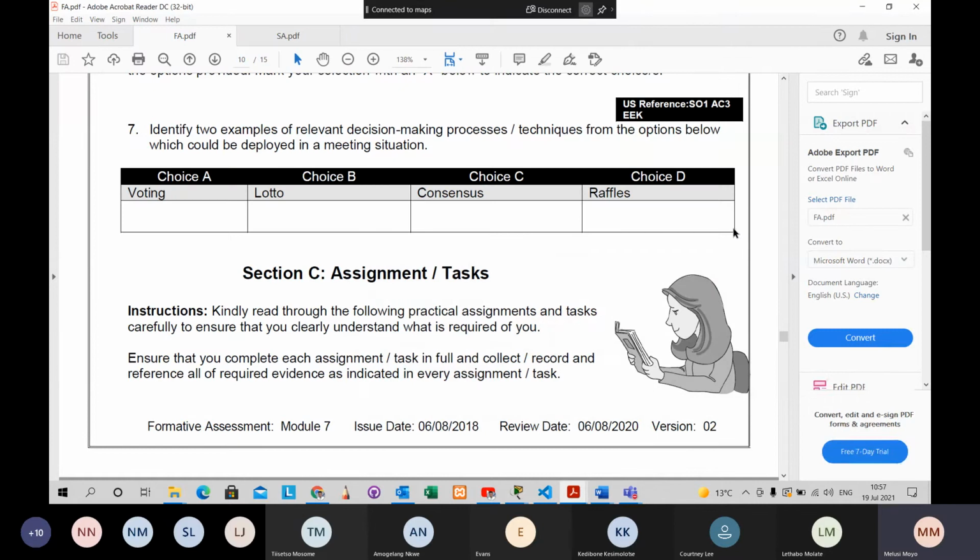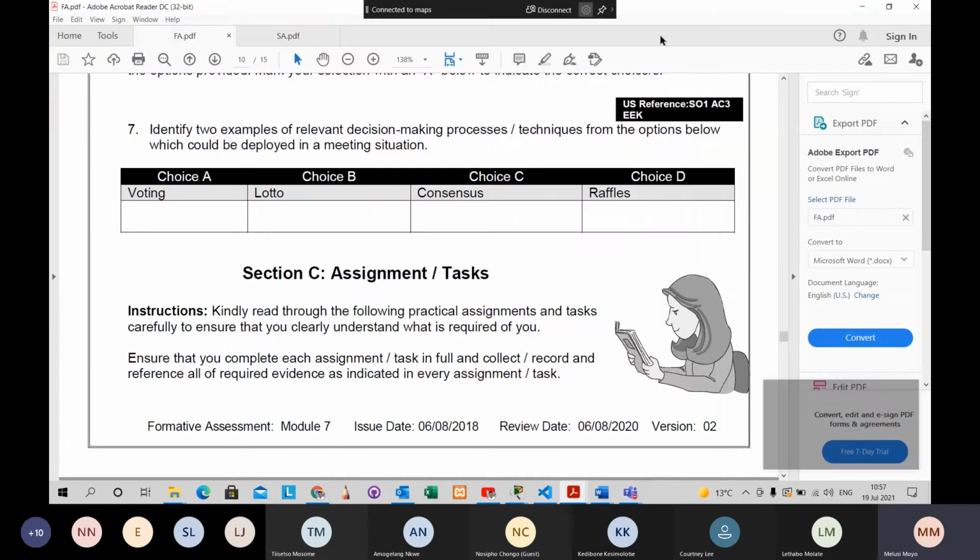Can't see. All right. Identify 2 examples of relevant decision-making processes or techniques from the options below, which could be deployed in a meeting situation. Choice A, voting. Choice B, lotto. Choice C, consensus. Choice D, raffles. Anyone wants to? What's your choice there?